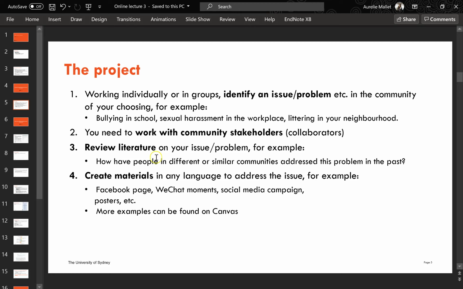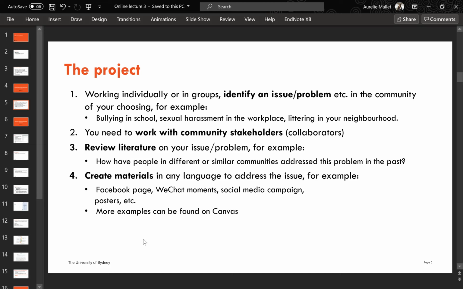And then once you've done all of that, that's where you get to creating your materials. And like we said, depending on the community that you're looking at, the materials can be in any language, or again, if you are dealing with children or perhaps people with low literacy, then you might not have language at all. You might have more images and stuff like that, or you might create a video.